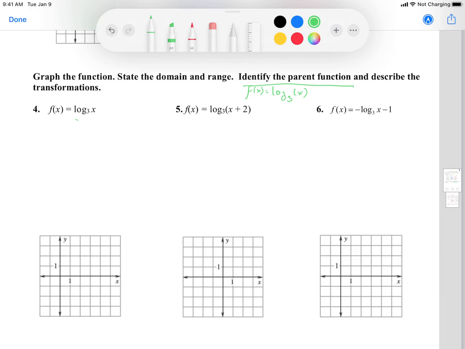So the first thing I want to do is graph log base 3 of x. I know guaranteed it's going to pass through this point. Remember, it's going to pass through 1, 0 every time and b, 1 every time. And b, in this case, is 3. So the point it's going to pass through is 3, 1. Okay. And I'm just going to go ahead and graph my curve.